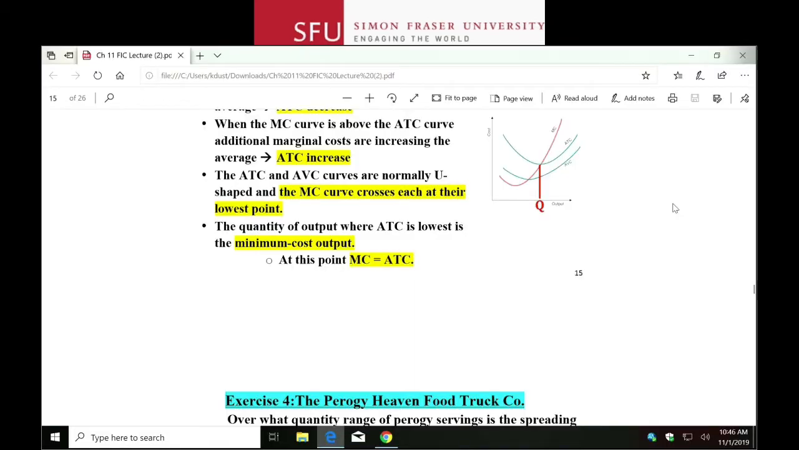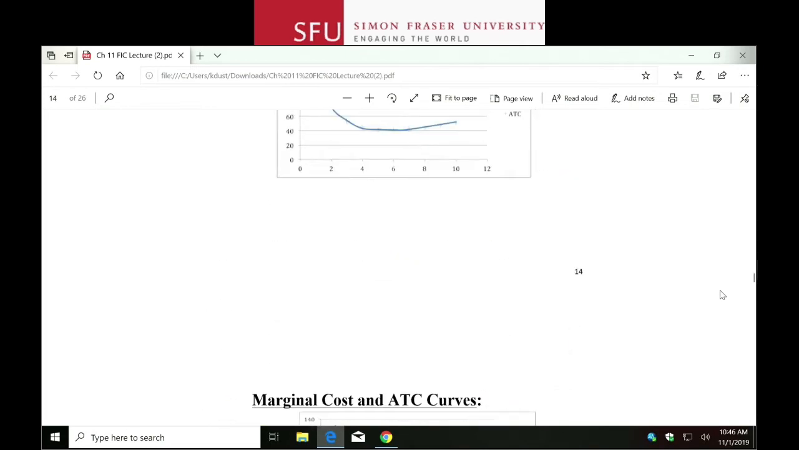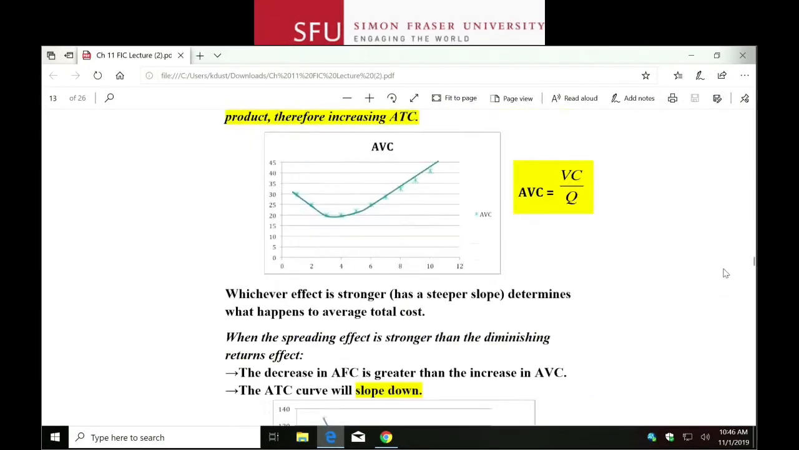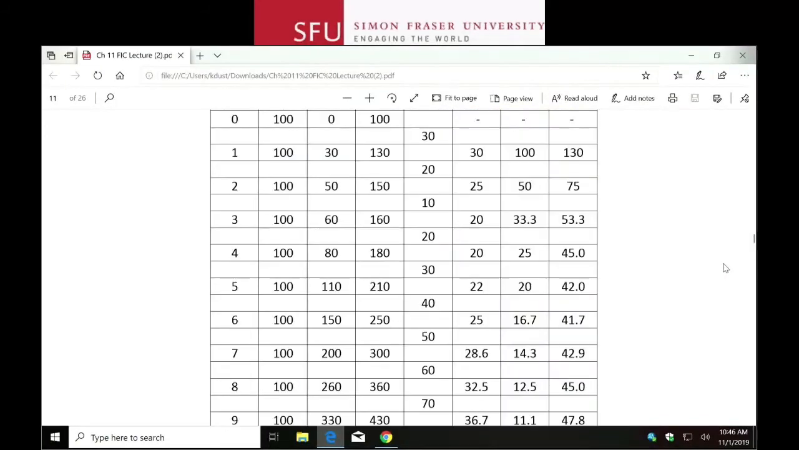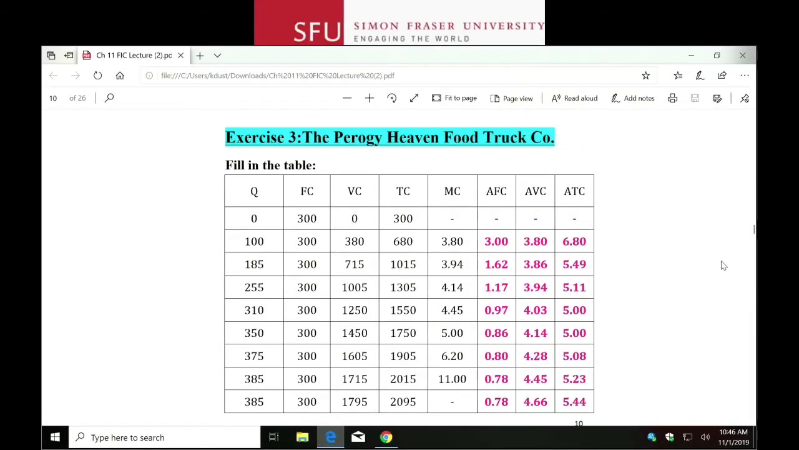Okay, so let's go back to that exercise with the average costs. We did it not yesterday, last class. That was here. There we go. Okay. So over what quantity range of pierogi servings is the spreading effect stronger than the diminishing returns effect?